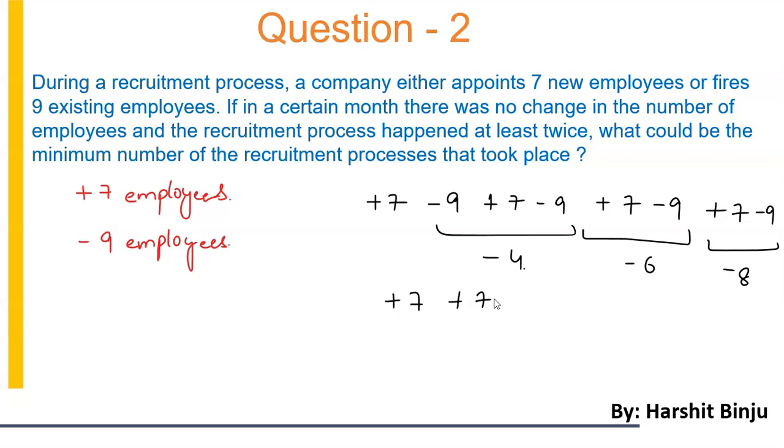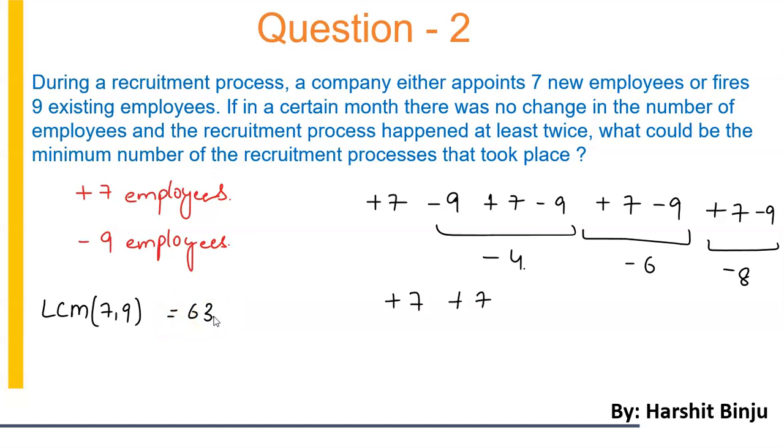Because if you're appointing, then you're appointing 7 new employees. If you're firing, then you're firing 9 existing employees. So I'm looking for the LCM of 7 and 9, which will be 63.